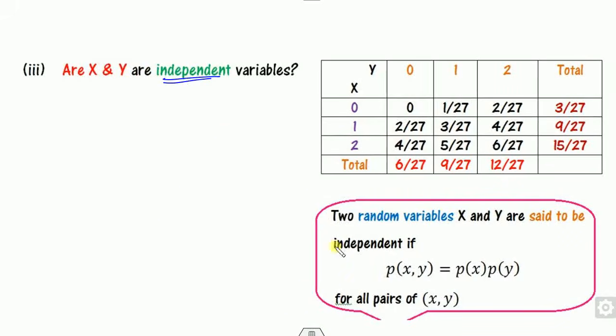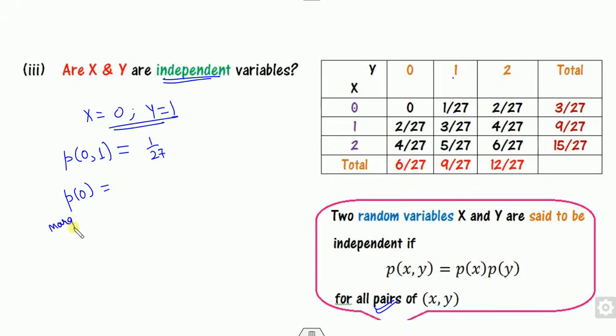Look at the third part: are x and y independent? How you check that they are independent is if this condition holds for all the pairs. Look at that, if I just consider any value, say for example x is 0, y is 1, now we can check whether this condition holds. The left hand side is p of 0, 1. What is the value of p of 0, 1? It is 1 by 27. The right hand side is p of 0 for the x, which is my marginal of x. So the value of x here is 3 by 27, which is 1 by 9.